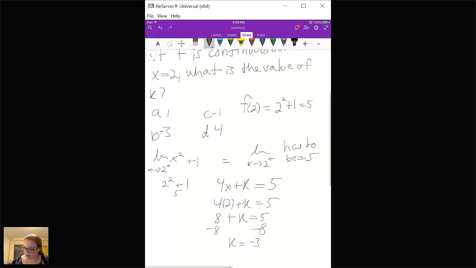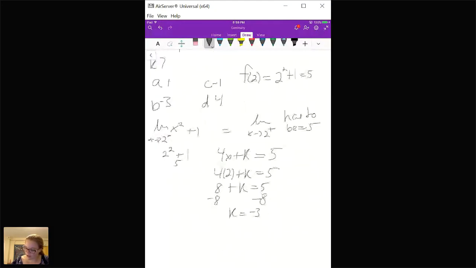So if this were a free response question, AP would want to see something like f of x is continuous at x equals 2 when k equals -3. And they would want to see all of the steps that we just did before that. So they'd want to see that to find something is continuous, we have to show that the limits are equal. We have to show that f of that point exists.